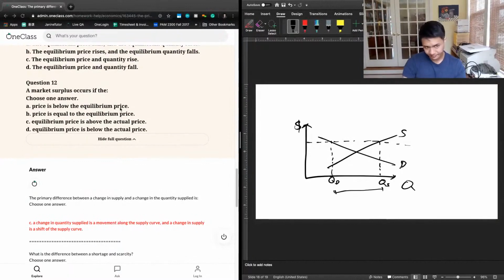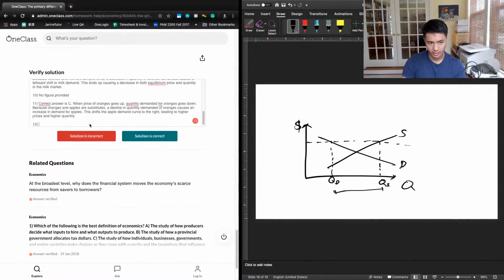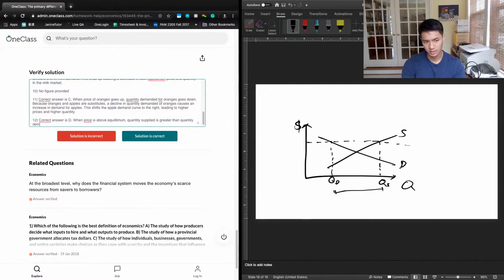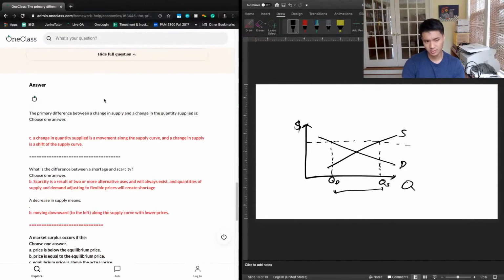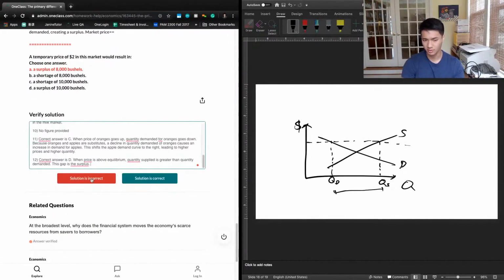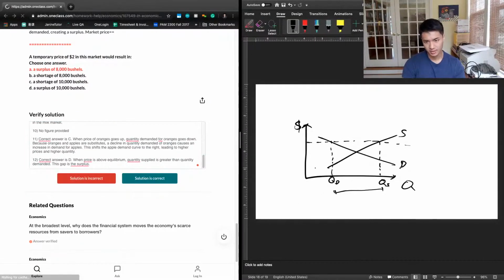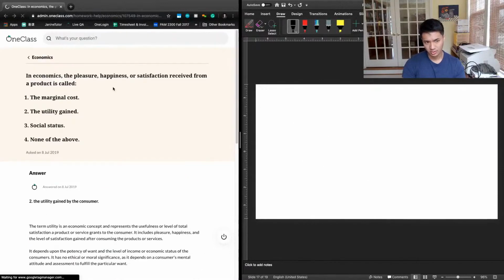And so for question 12, the correct answer is D. When price is above equilibrium, quantity supplied is greater than quantity demanded. That gap is the surplus. And so that should wrap up all the questions. We're going to mark this question as incorrect. The tutor didn't answer some of the questions correctly and also didn't answer some of the questions at all. So we're going to mark that as incorrect, and hopefully these answers are going to make up for that. We can take a look at the next question.